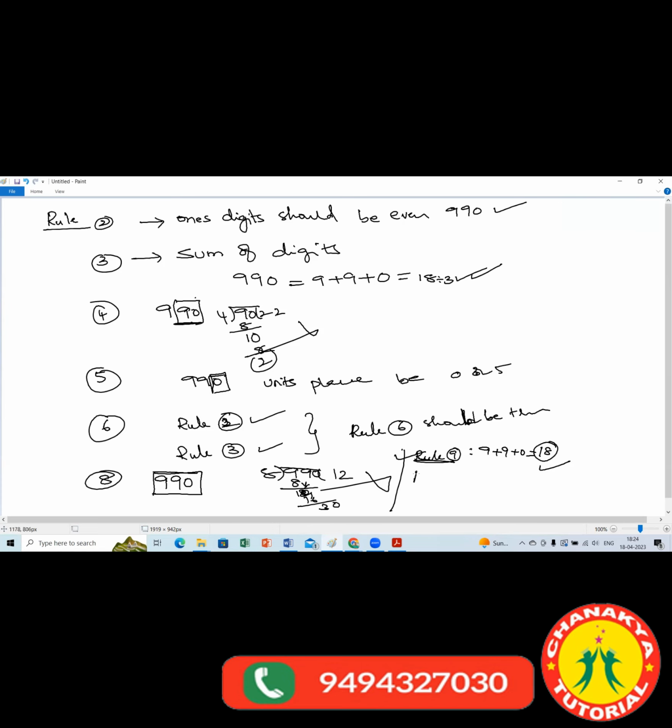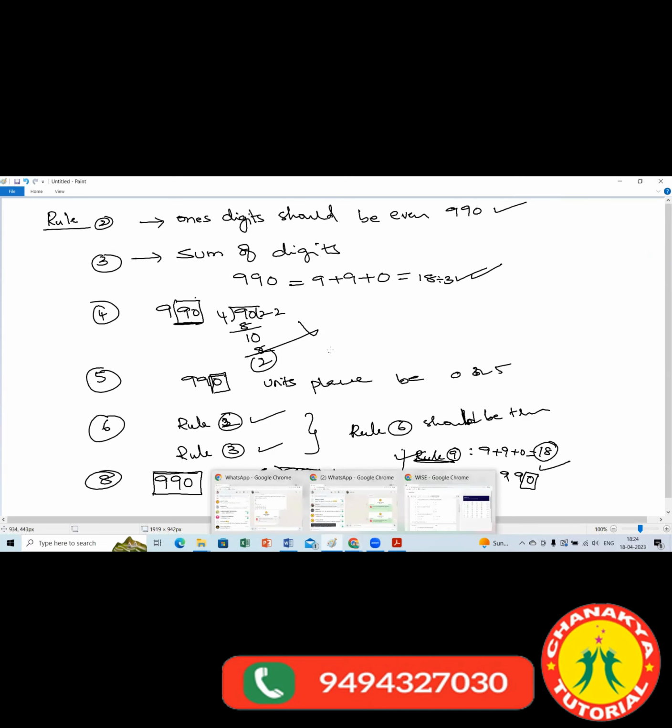Very good. What about rule 10? Rule 10 means you should check the units place. Ma'am, the units place should be 0. Very good. The units place should be only 0.